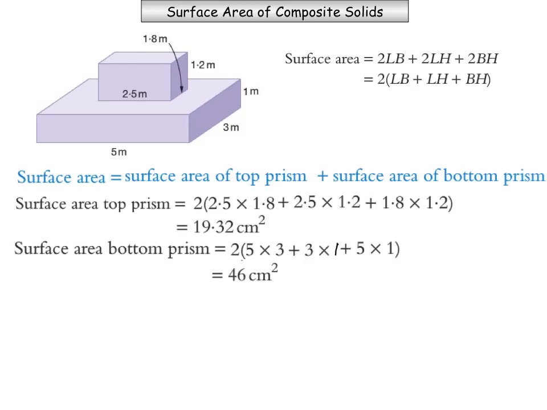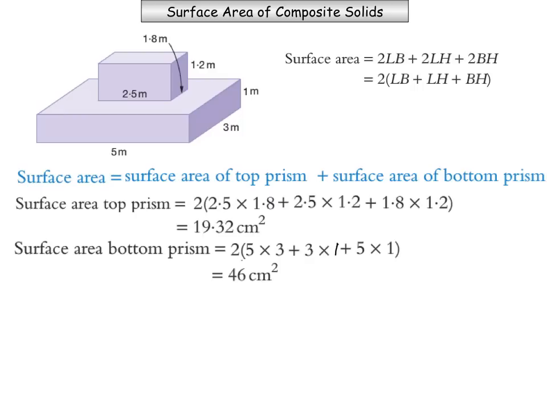Okay, so we've got to find the surface area of the bottom prism as well. That's done exactly the same way. We have 5 times 3, which is the bottom and the top. 3 times 1, which is the 2 end faces. And we've got 5 times 1, 5 times 1, which is these 2 side faces. That comes out as 46 centimetres squared.